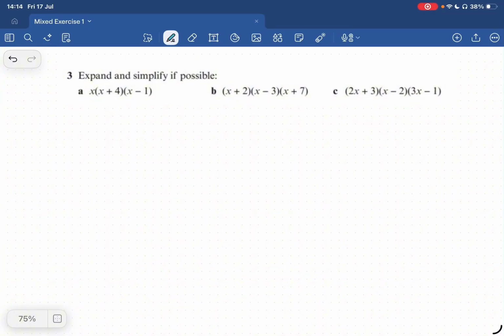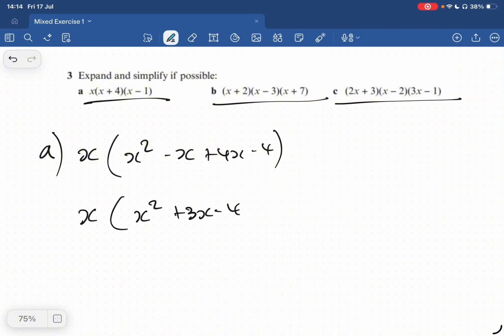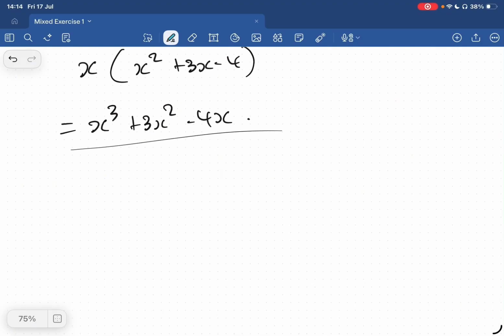Question 3, we've got a bit harder because we've got triple bracket expansion. Okay, so let's look at part A. Always do the harder brackets first, okay, because then times by x afterwards is always easier. So we'll leave the x on the outside and we'll do the middle and the right one. So we've got x squared minus x plus 4x minus 4. Okay, collect like terms. Now we just times every term by x, and that's our final answer.